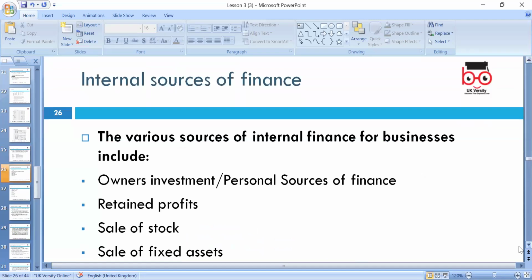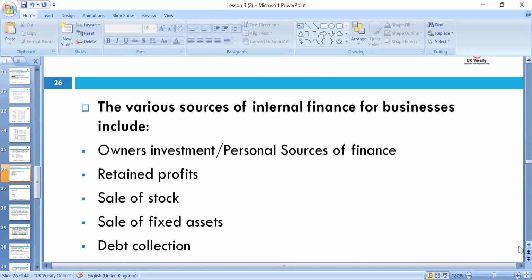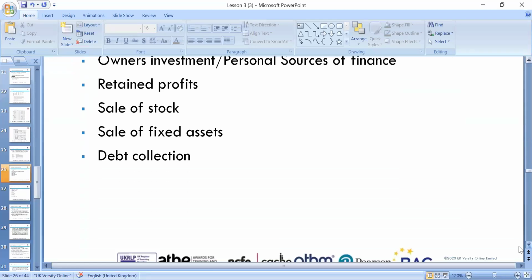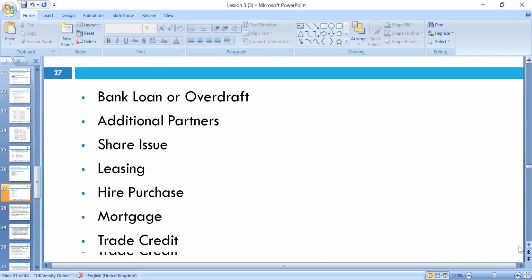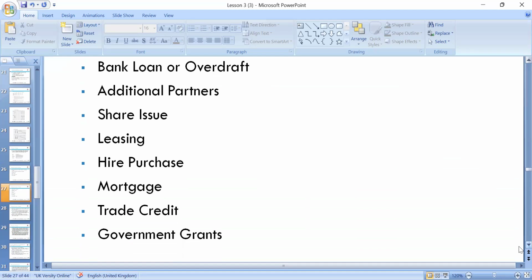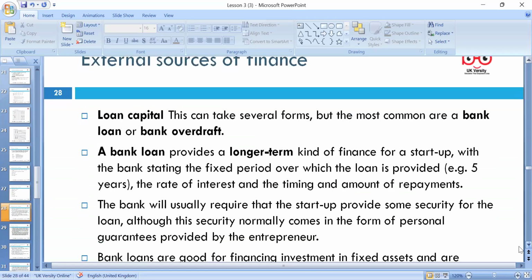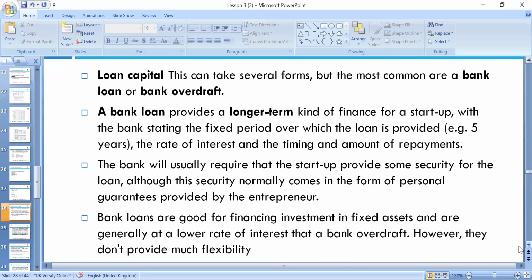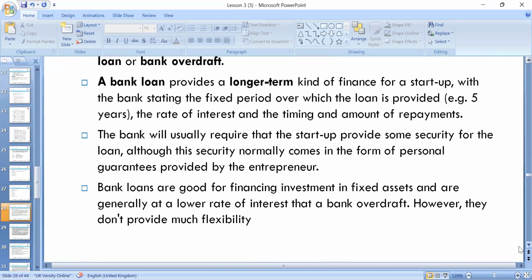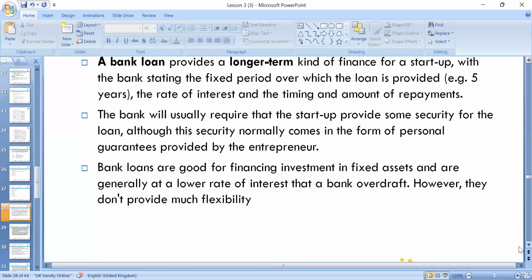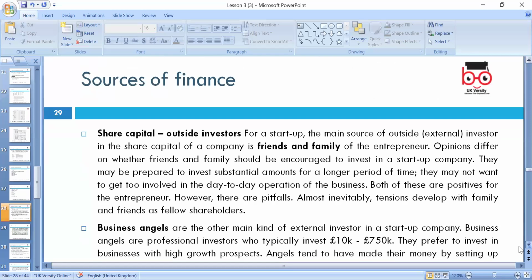Okay, internal sources of finance. If we have retained profit, sale of stock, or sale of fixed assets, we can raise money through these. Bank loan, additional partners in the partnership business, share issue, leasing, hire purchase, mortgage, trade creditors, which we can use. External sources of finance: loans. Bank overdraft. A loan can be long term. Any interest paid on the loan is a cost, and we can claim it as an expense, so the tax bill can be lower. That's why we look at more debt.